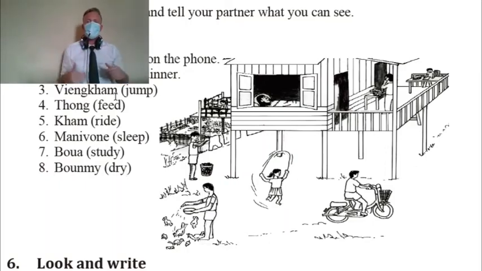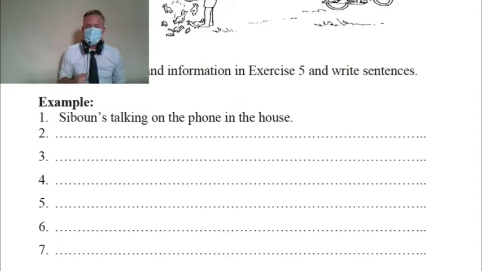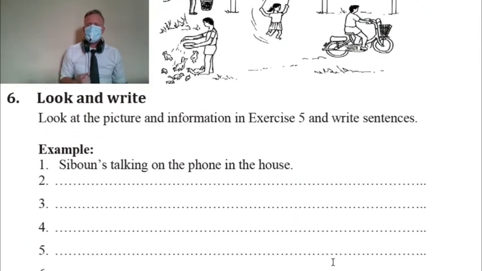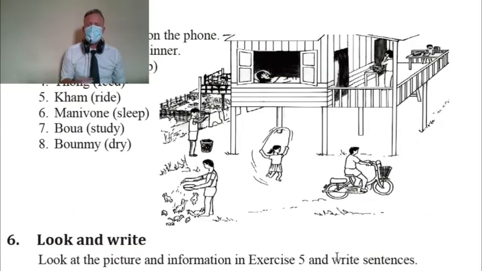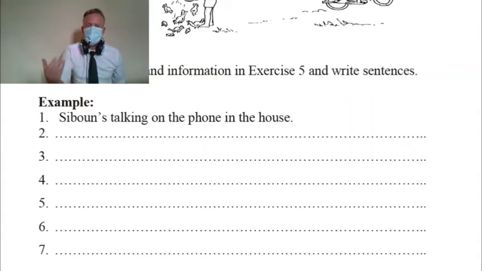Okay, so you have to write all 7 sentences telling me what is happening, ing, in the picture. Okay, so 7 sentences of what is happening in the picture. Like, for example, Kam is riding a bicycle, and Manivon is sleeping. So, once you are finished with that, we will move on to number 7.